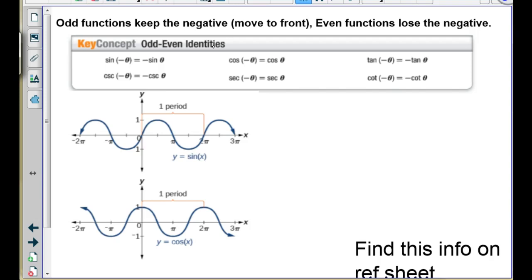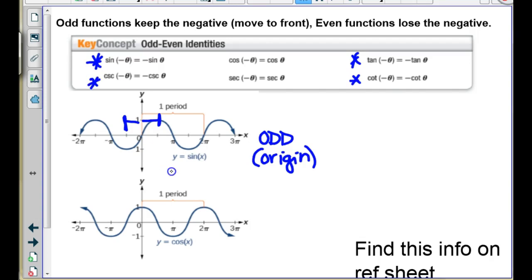Okay. If a function is odd, like sine is odd, it has origin symmetry. Then when you go to the right, say pi over 2, you get the opposite of what you would get if you went to the left pi over 2. So when you have the sine of a negative, it becomes the opposite of the sine. So the negative can move out front. Okay? That's for odd functions. It also happens for cosecant and tangent and cotangent. These are the odd ones.